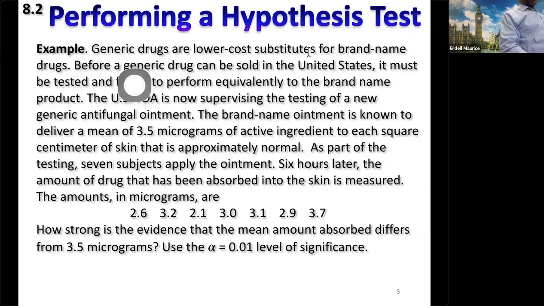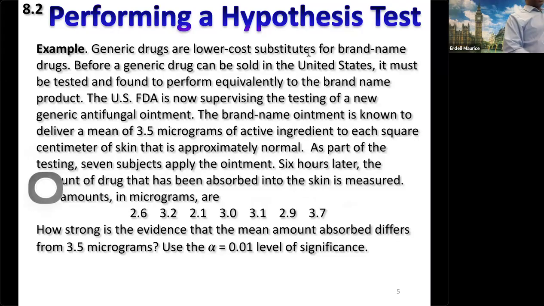The generic drugs are low-cost substitutes for brand name drugs. Before a generic drug can be sold in the United States, it must be tested and found to perform equivalently to the brand name product. The US FDA is now supervising the testing of a new generic antifungal ointment. The brand name ointment is known to deliver a mean of 35 micrograms of active ingredient to each square centimeter of skin that is approximately normal.